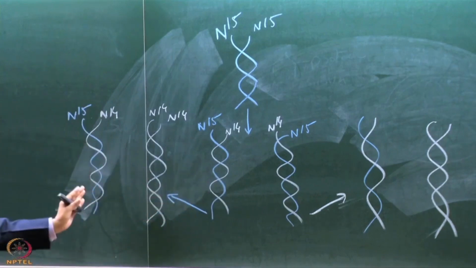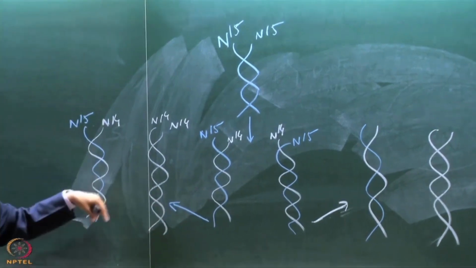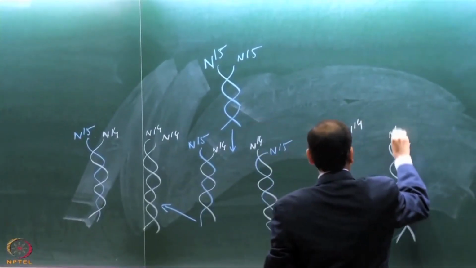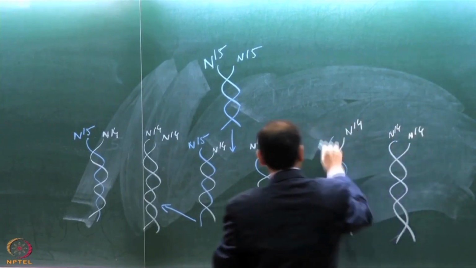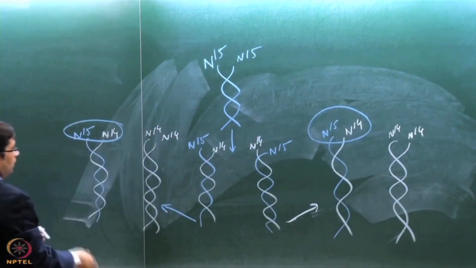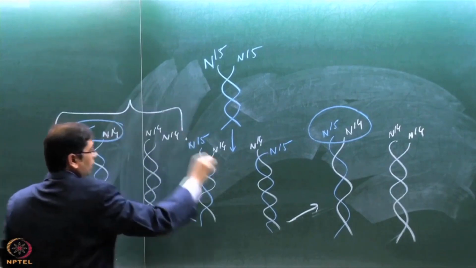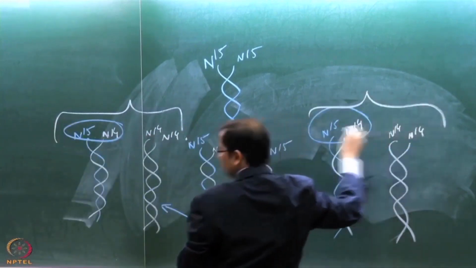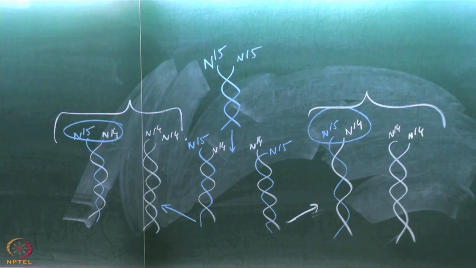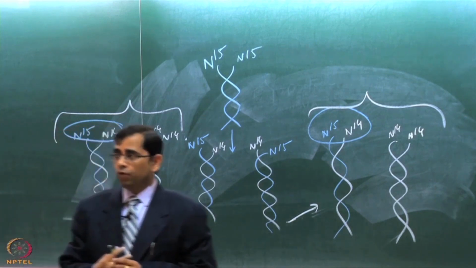Now as it goes to the second replication, how much is hybrid and how much is the N14? This is hybrid, right? This is hybrid. So these two, as well as these two, are part of the second replication. So what is the percentage of hybrid and percentage of N14? 50-50, right? So there are ways of doing density centrifugation where you can separate these based on the density.